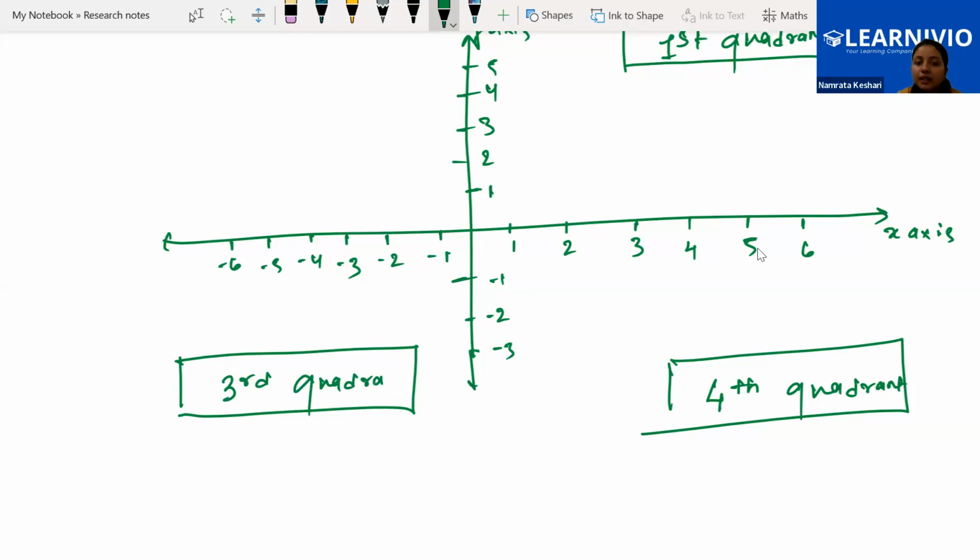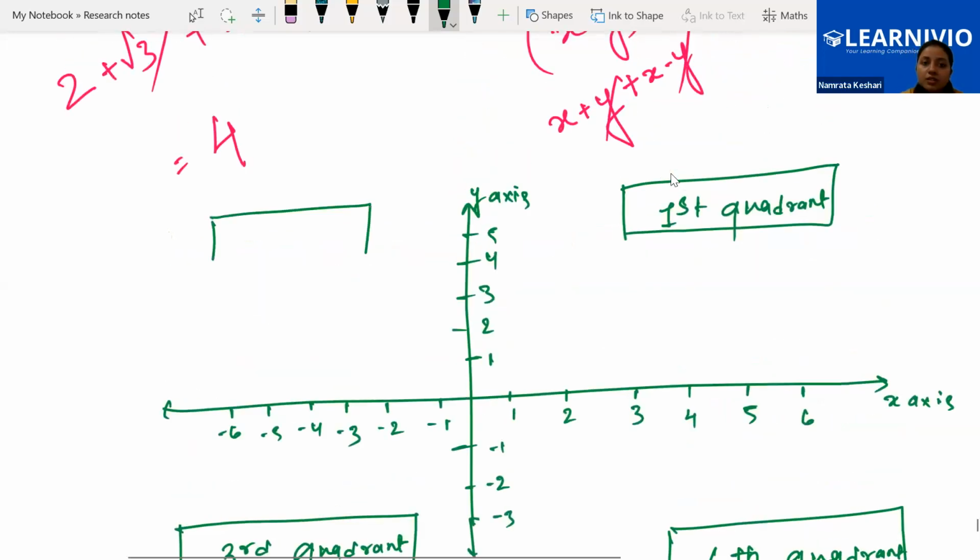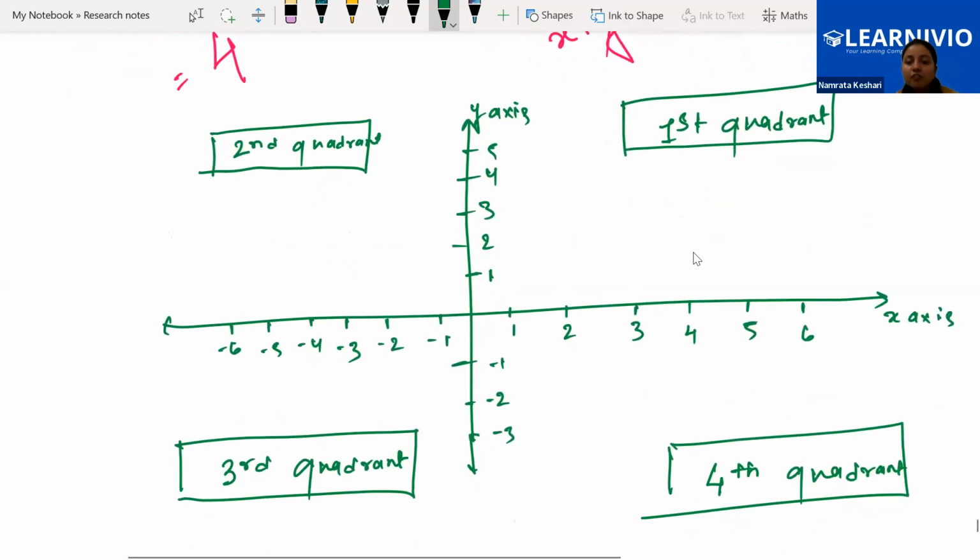Everyone, are you getting it? The sequence is first quadrant, then towards the left we have to move. That is our second quadrant. Then down, third quadrant, then again towards the right. This is the format of marking the quadrants. We cannot mark them by ourselves. This is the standard format and we have to follow it: first quadrant, second quadrant, third quadrant, and fourth quadrant.